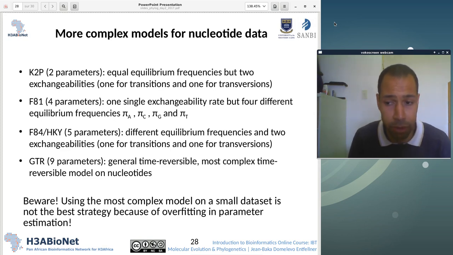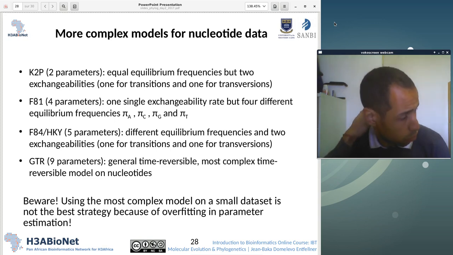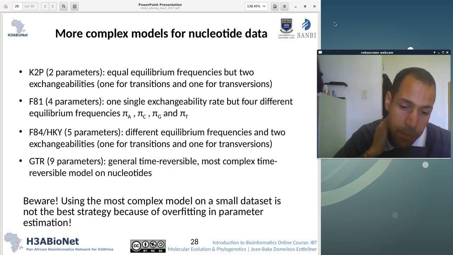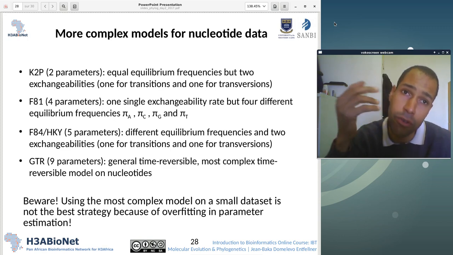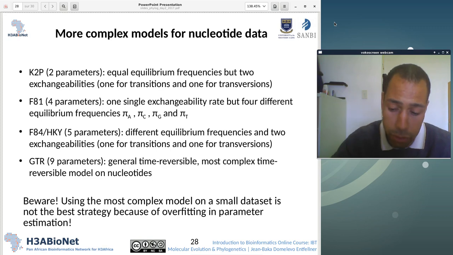So beware, using the most complex model on small data sets is not always the best strategy, because the more parameters you use, the more data you need to estimate these parameters. If you have too small a data set, you are doing what is called overfitting. It means that you're learning parameters that are too tightly coupled to the training data you're using, and these parameters are not usable for any other purpose than just the alignment you have as training data. Also, because of this overfitting, there is some bias in the estimation of divergence times.